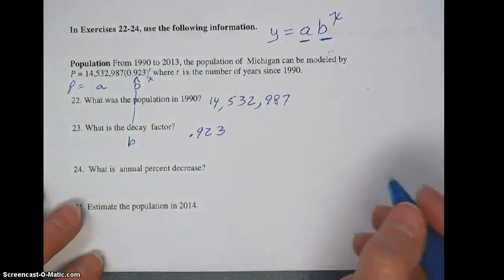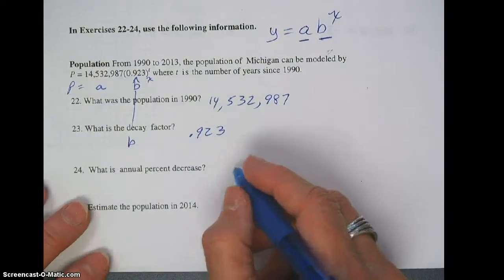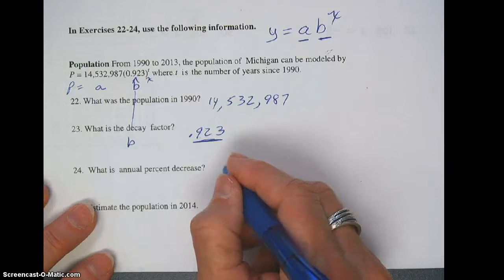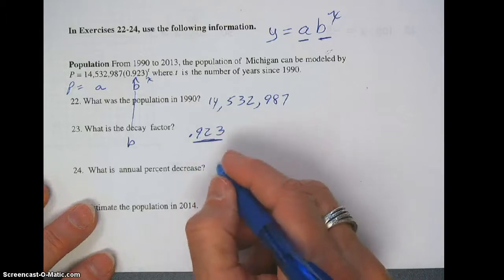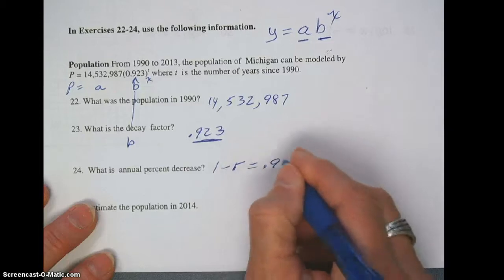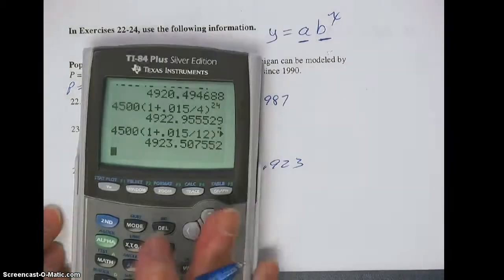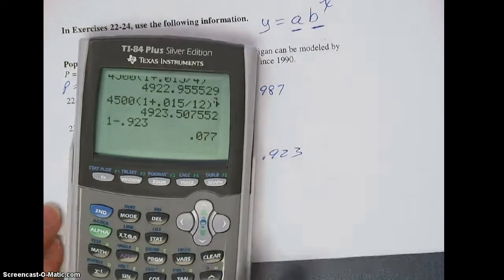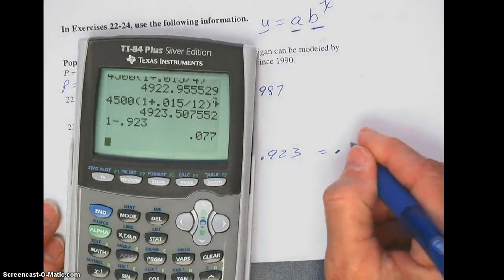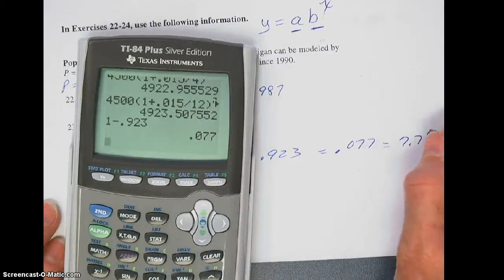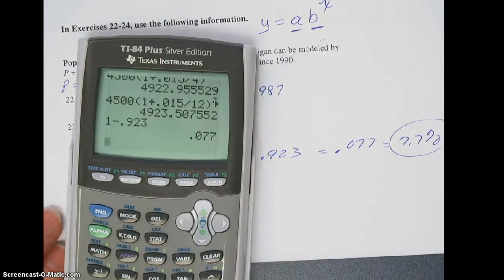0.923. The annual percent decrease, remember what we do is we take our growth factor, and that was subtracted off of 1. So 1 minus what rate gives me 0.923. So if I take and subtract that, I actually get a 0.077 decrease. With what percent decrease is that? That would represent a 0.7% decrease.